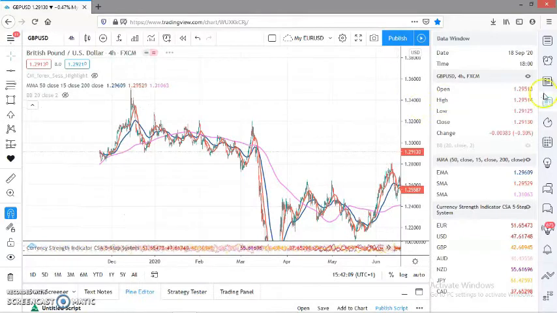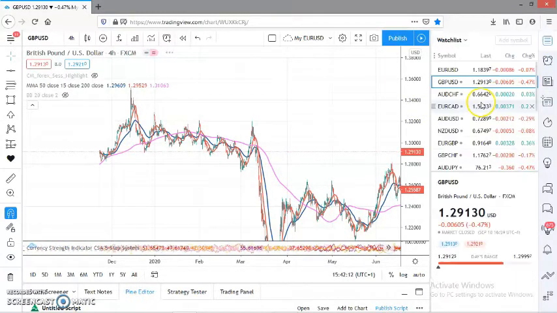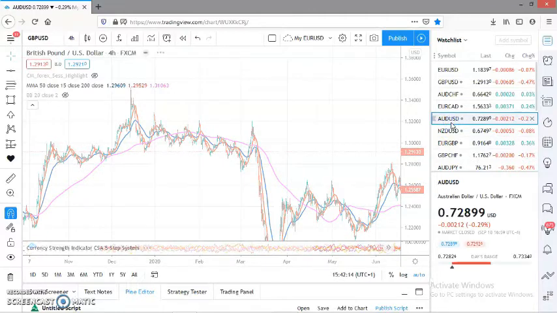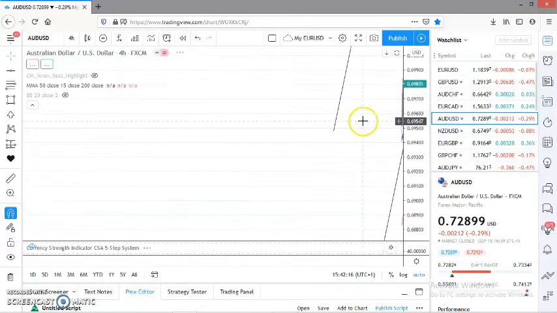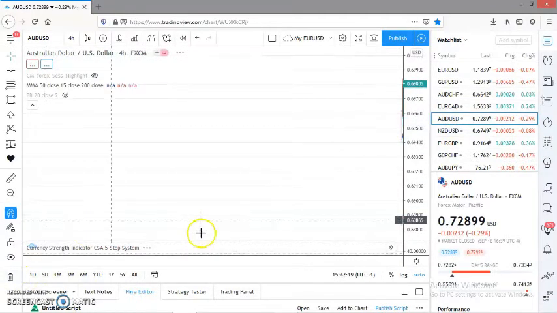Now let's look at another pair, let's see Aussie dollar, to see what Aussie dollar is saying.